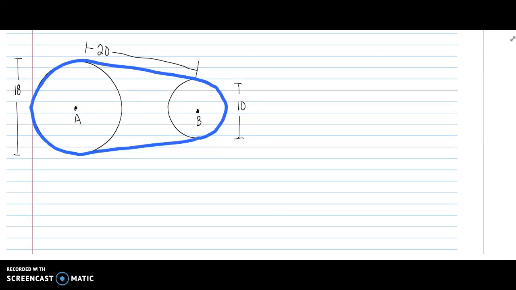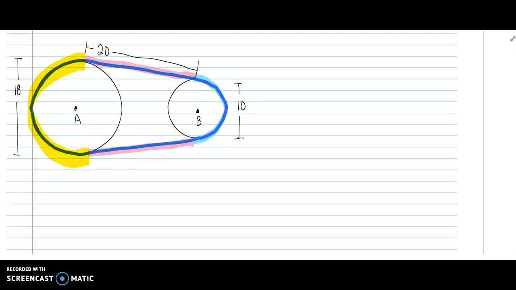This is a pulley problem, and we're trying to find the length of this entire blue pulley that goes around the entire system here. We're going to look at three different parts: the curved section over here on the left, the curved section on the right, as well as the straight segment on the top and the straight segment on the bottom.